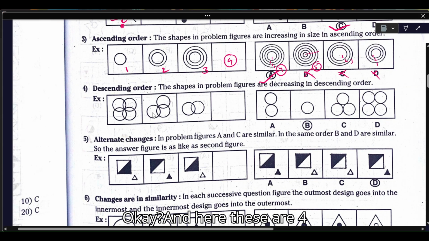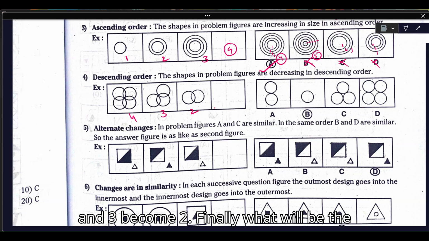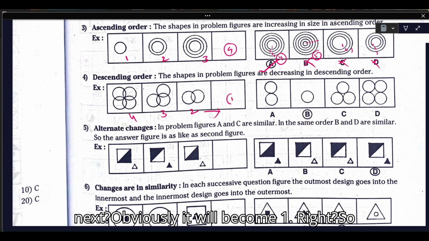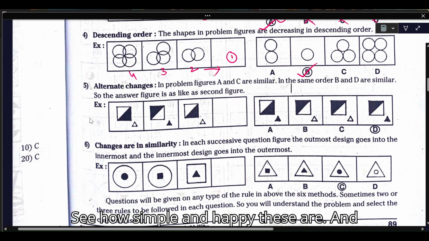Okay. And here 4 circles are connected. 4 becomes 3 and 3 becomes 2. Finally what will be the next? Obviously it will become 1, right? So where is the 1? It is B. That's it. See how simple and happy these are.